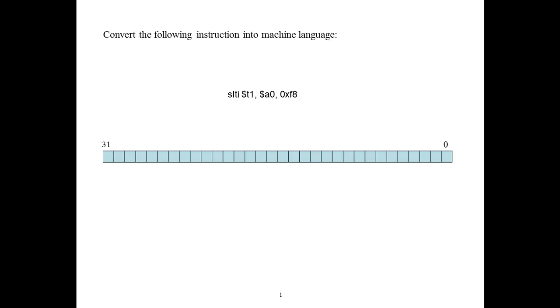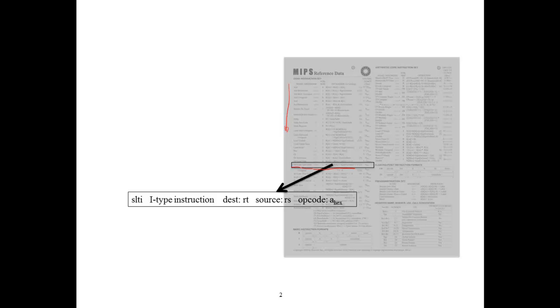So this question is asking us to convert the following assembly language instruction to the equivalent machine language. And the first step is to figure out which instruction format this type of instruction uses. So the instruction is a set if less than immediate. And so if we refer to the MIPS reference data sheet, we can scan down this column looking for the set if less than instruction. And the data that's listed there includes what kind of instruction it is. So a set if less than immediate is an I-type instruction.